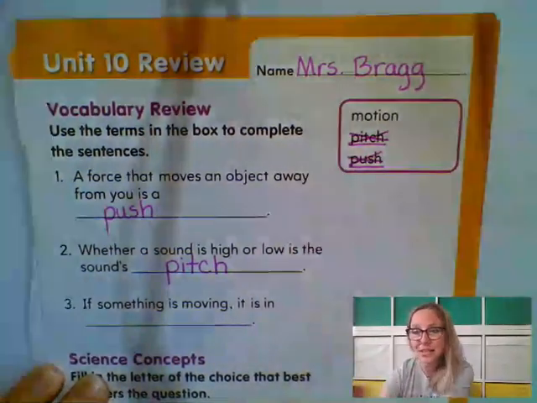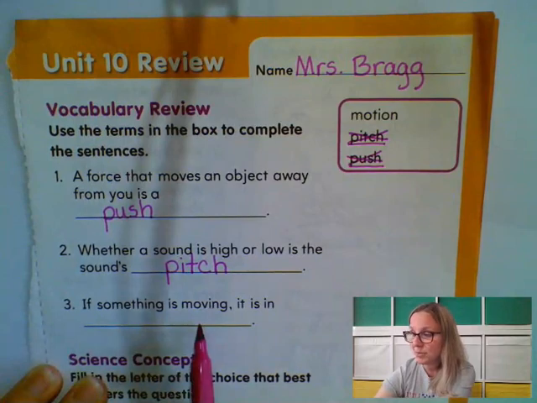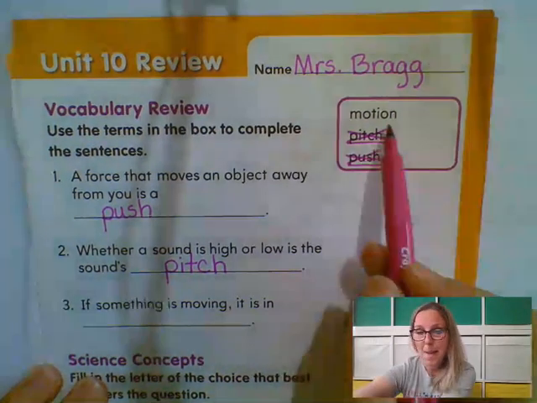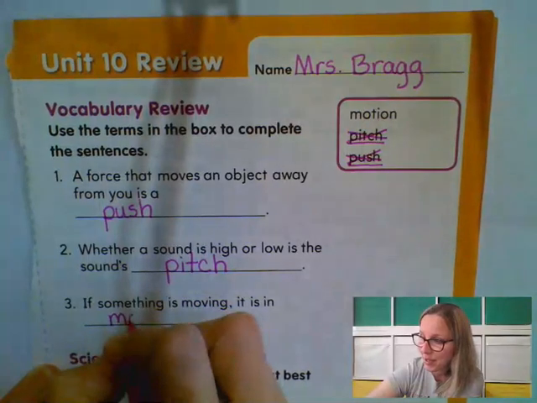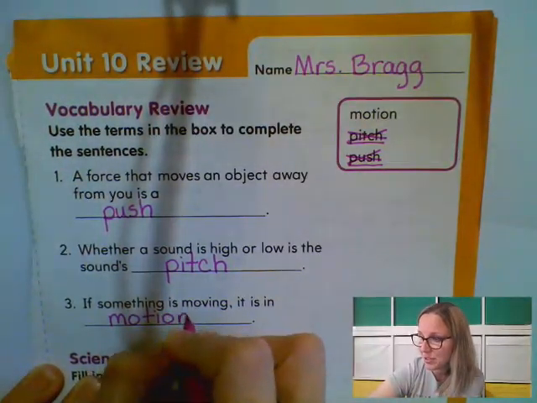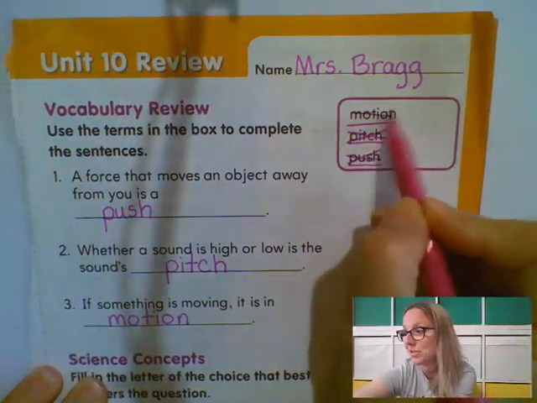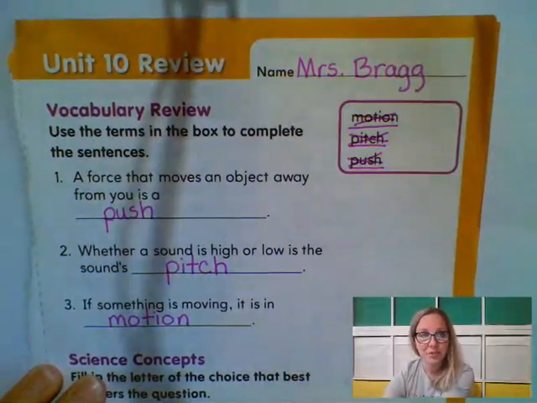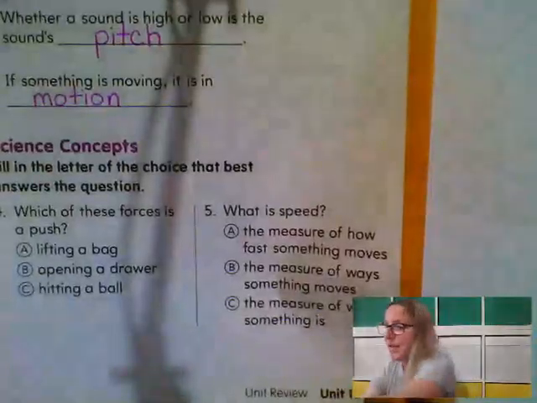And that makes our last one kind of a gimme, but remember we always read it to make sure it makes sense, okay? If something is moving, it is in motion, and that is correct. So for number three, motion is the answer, because motion is what we say when something is moving. It is in motion. All right, so you should have those three words written in, and now we will go down to the bottom where we have questions 4 and 5.